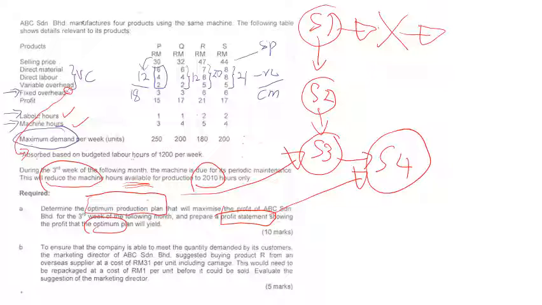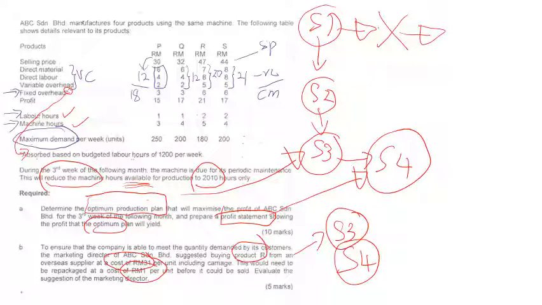Part B, to ensure that the company is able to meet the quantity demanded by its customers, the marketing director suggests buying product R from an overseas supplier at a cost of 31 ringgit per unit. This would need to be repackaged at a cost of 1 ringgit per unit. Evaluate the suggestion made by the director. When you evaluate the suggestion, that means when you buy product R from outside, you will have extra capacity to produce the last-ranking product. Because of that, you should repeat step 3. You prepare your production schedule again, and then finally you answer the questions. That one is under step 4.